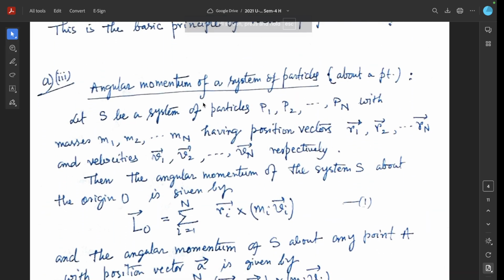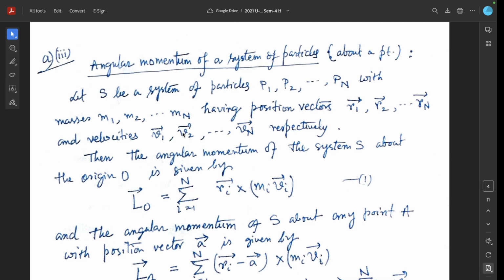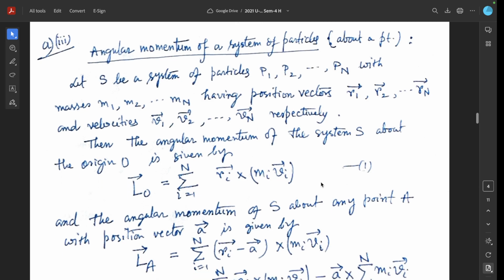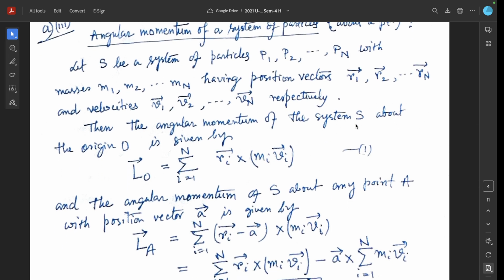Angular momentum of a system of particles about a point: let S be a system of particles P1, P2, ..., Pn with masses m1, m2, ..., mn having position vectors r1 vector, r2 vector, ..., rn vector with velocities v1 vector, v2 vector, ..., vn vector respectively. Then the angular momentum of the system S about the origin O is given by L_O vector equals summation i equals 1 to n r_i vector cross m_i v_i vector. This is the angular momentum of the system S about the origin O.